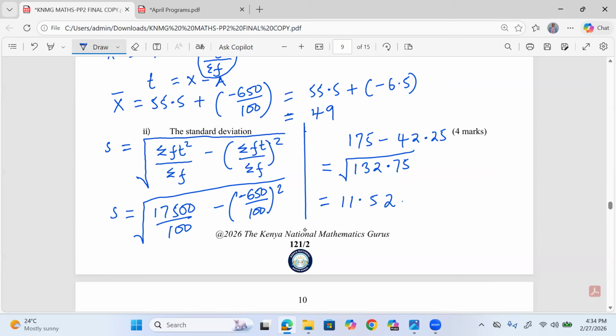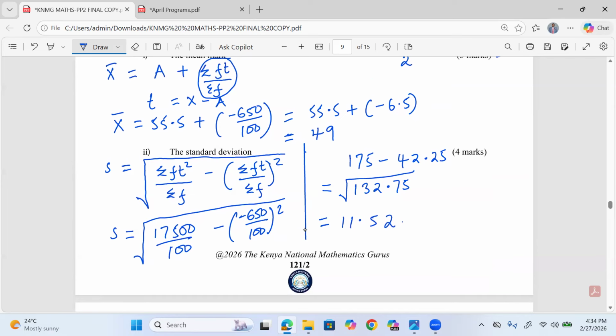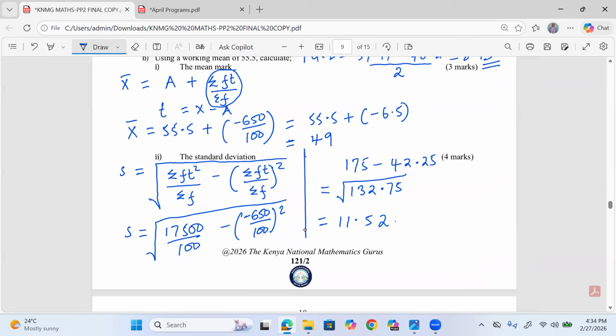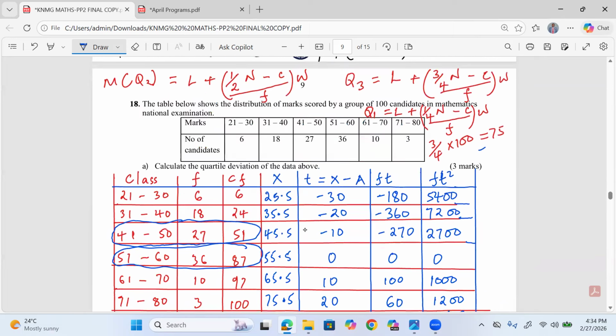11.52. That is not the exact value. I've rounded it off. This one I have rounded off to 4 significant figures. Exactly 4 significant figures. A very good question on statistics too.